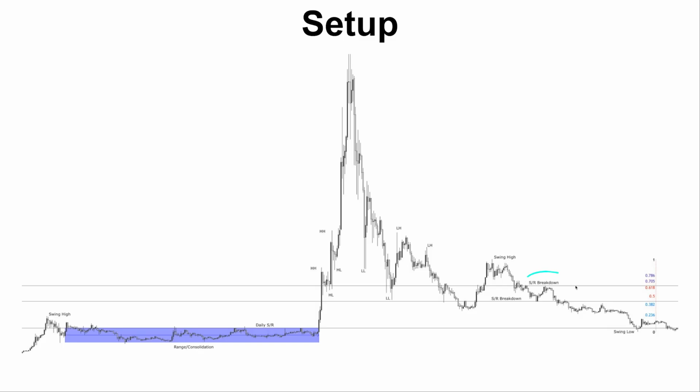Right here we have an SR breakdown and another breakdown. And we could see that price has eventually come back to where? Well, our key daily SR flip, taking out a key swing high. So there we've looked at our market structure. We can see what price is doing.